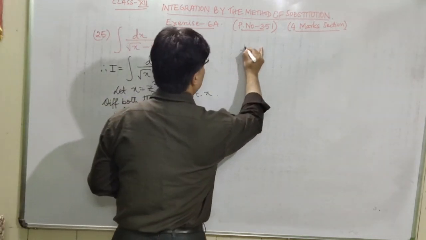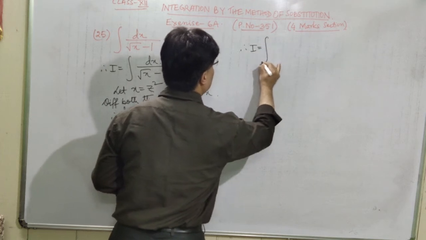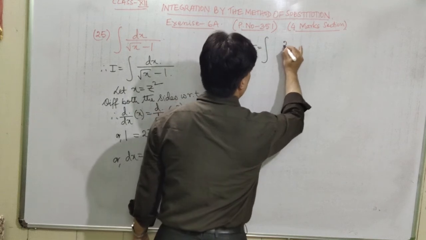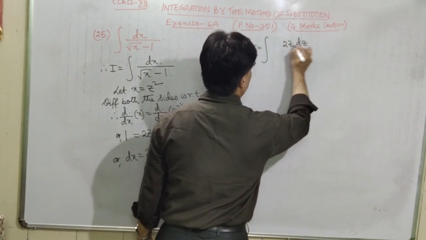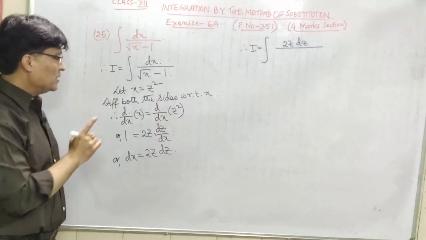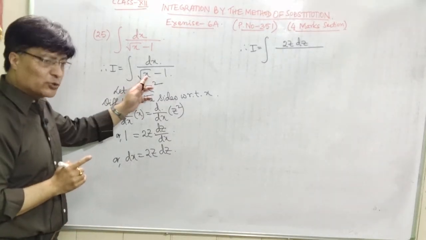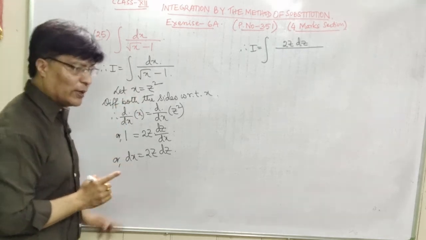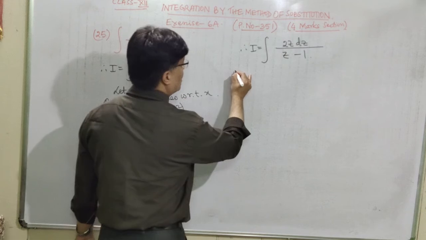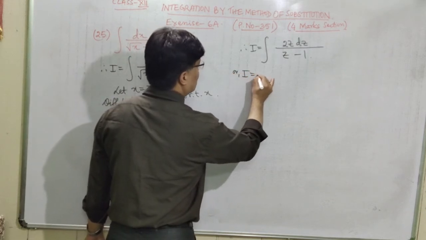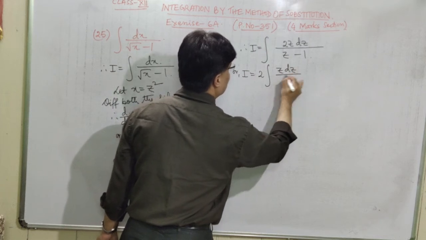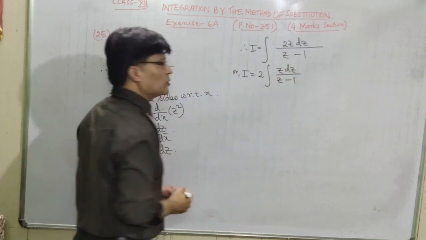So let us put these values in I. Now I becomes the integral of, what is the value for dx? 2z dz, divided by, what is root over x? Root over x is root over z square. What is root over z square? This is z, minus 1. So which constant is taken outside? I is equal to 2 integral z dz divided by z minus 1.